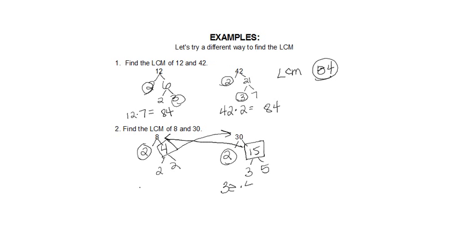So when we do 30 times 4, and if I can make a 0 that looks correct, we're going to get 120. Well, let's double check on the other side and make sure we get 120 there as well. If we do 8 times 15, we will also get 120. So my LCM is 120. Let's move on to a couple more.